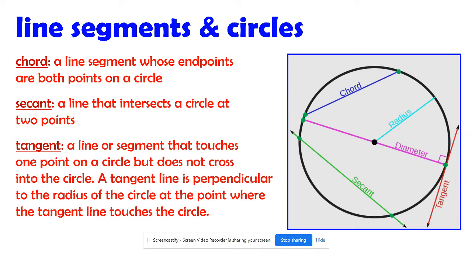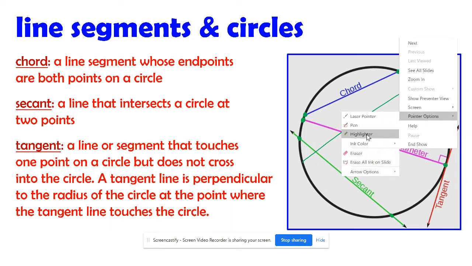Sometimes with the secant, it won't be a line. It'll be like a ray, or it'll just be a longer line segment. So sometimes you'll see a secant that just does something like this and ends at a point outside the circle and intersects with something else out there. So a secant is just any line or segment or ray that intersects the circle at 2 points.